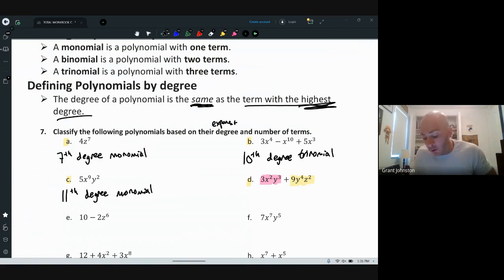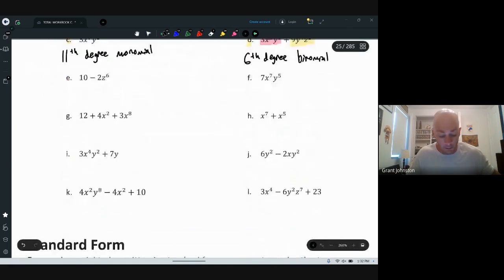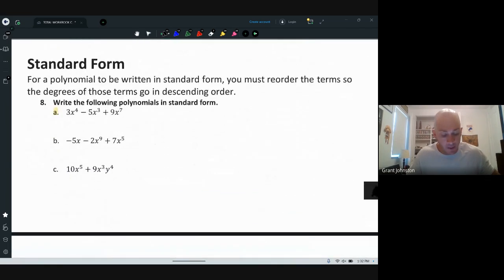The degree of the 3x^2y^3 is 5 because 2 plus 3 is 5. So that part's fifth degree. Now the yellow highlighted 9x^4z^2, that's a sixth degree because the 4 and the 2 combine to 6. So we picked the higher one. So we have the 5 and we have the 6. This is 6, so this is a sixth degree. And there's only two terms, so I'm going to call this a binomial. Okay, I'll let you do the rest of those.